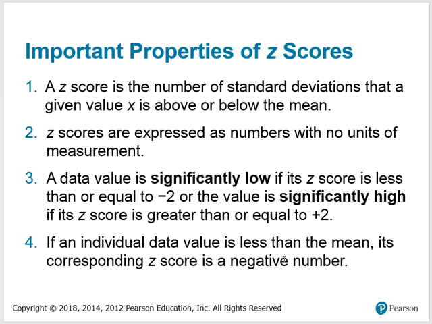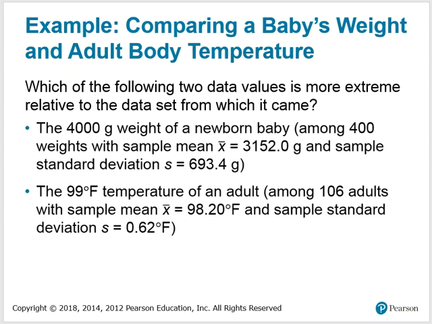Important things about the z-score. The z-score tells us how far above the mean a number is in standard deviations. It is expressed with no units because it's just how far something is. And we're still going to use the idea of significantly low or significantly high if it is more than 2 standard deviations away, either below or above. Your z-score will only be negative if it is lower than the mean.